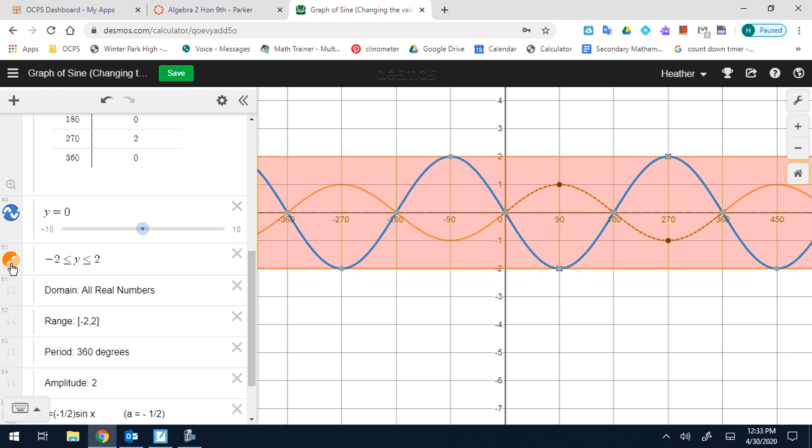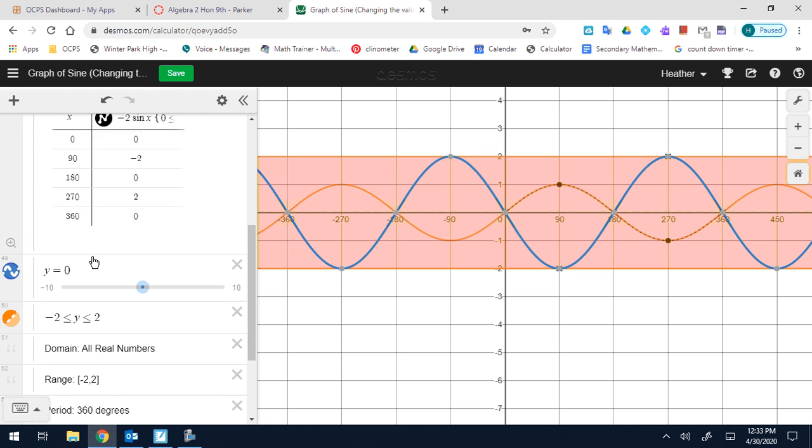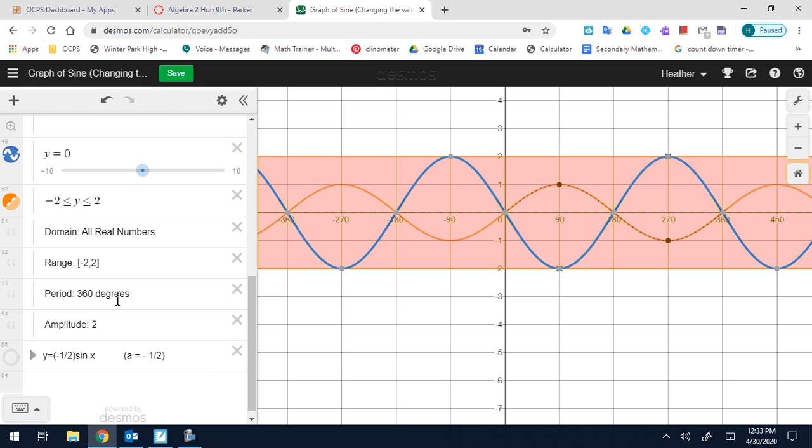Still y equals 0. Notice my range, I keep getting those two backwards today. My range is the same as my 2 sine x, but it just got reflected, okay? And then my domain stays the same. The amplitude is 2, because I'm now going up 2.